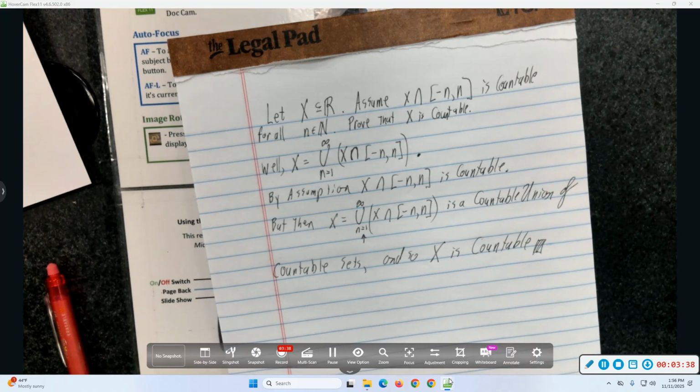Cool. So what's the point here? If you remember all the properties that we've proven about countable things, then you can use those properties. And if you do, sometimes you can get away without having to find any sort of bijections or surjections or whatever.